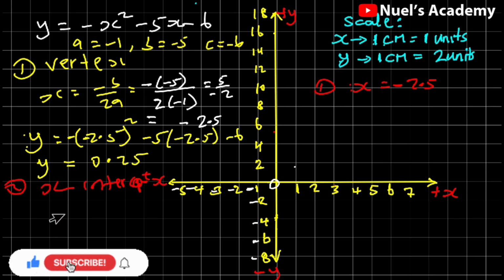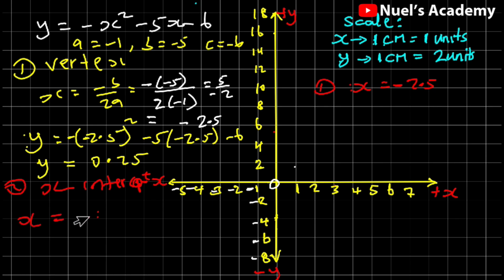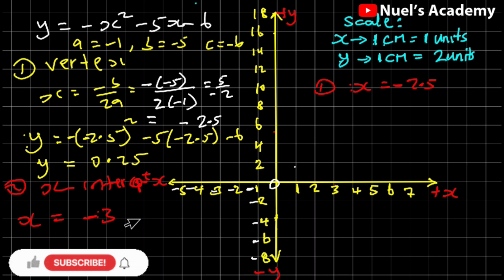Alright, so we're going to equate this to 0 and then solve for the value of x. Solving it quadratically, you're going to get that x is equal to -3 and -2.